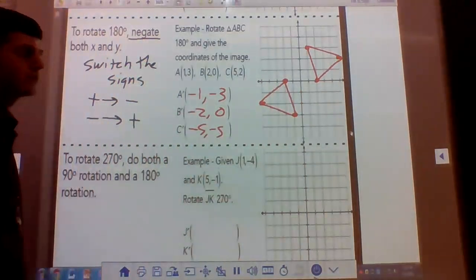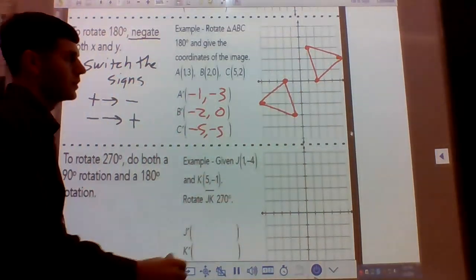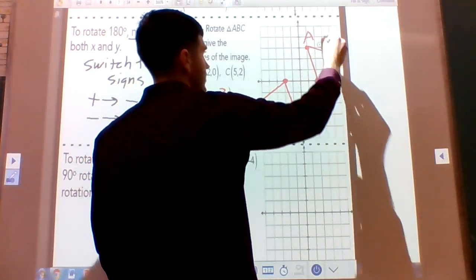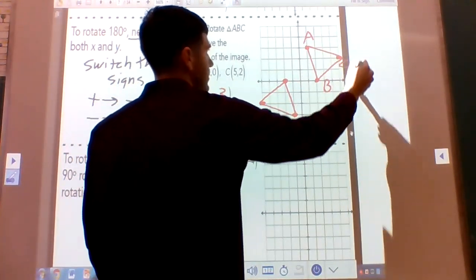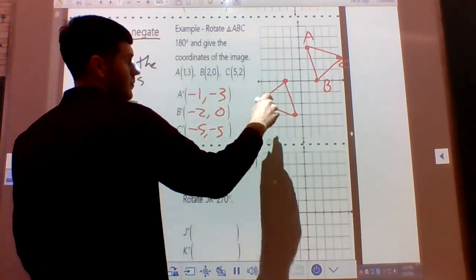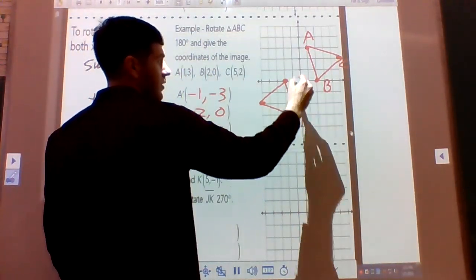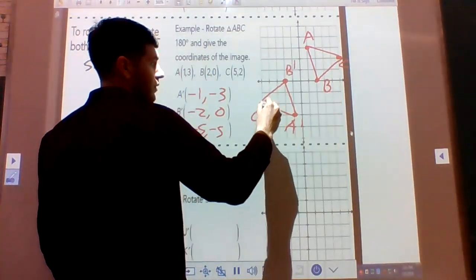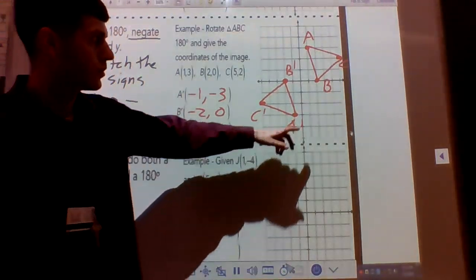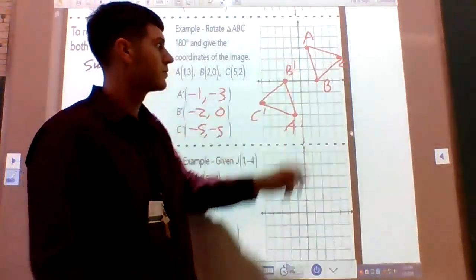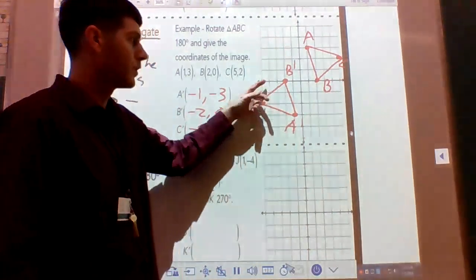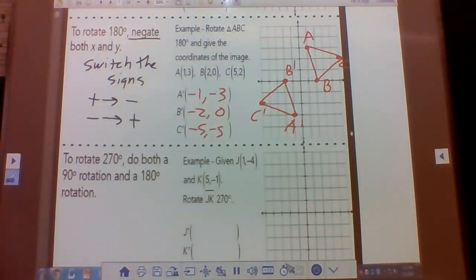We've now rotated this 180 degrees. So this was A, this was B, and this was C. This is A prime, B prime, C prime. Everything's rotated 180 degrees. Or you can think of it as going this way. It's turning around the origin.